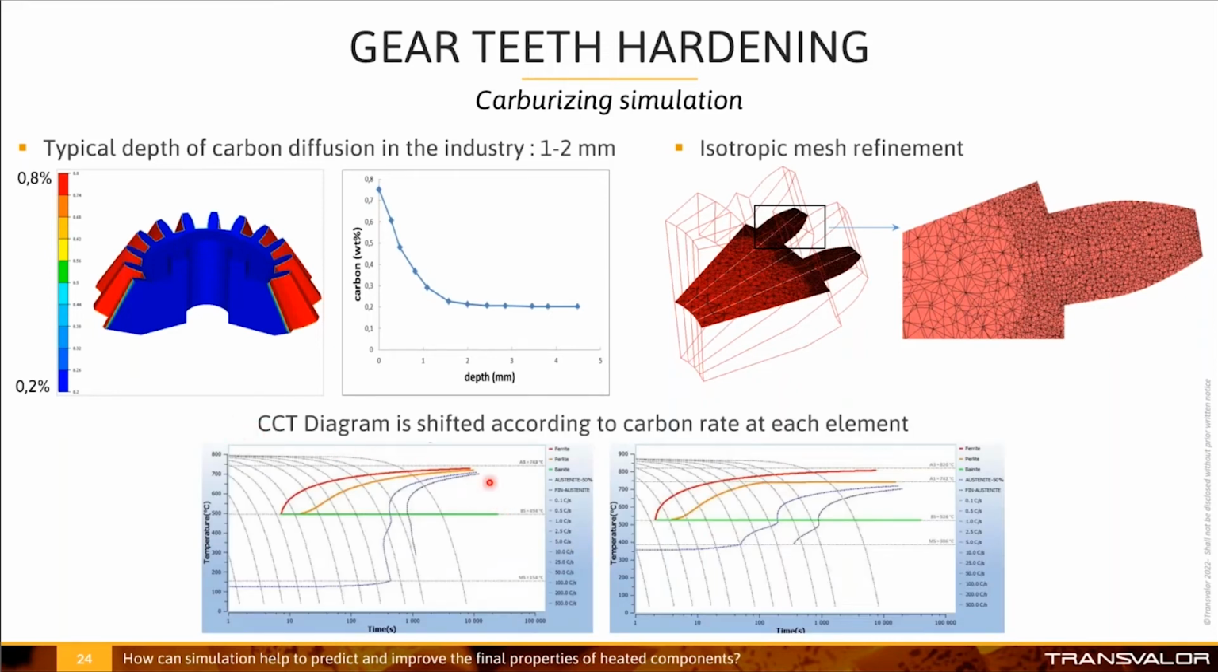During carburizing, here we have the initial CCT diagram that the part had before carburizing. Once the carbon distribution changes after carburizing, the CCT diagram will be shifted according to the carbon rate, as we see here. Then here we see the new CCT diagram that we obtain after carburizing. You can use this CCT diagram in a new simulation to model the whole heat treatment cycle, for example, a quenching after carburizing.